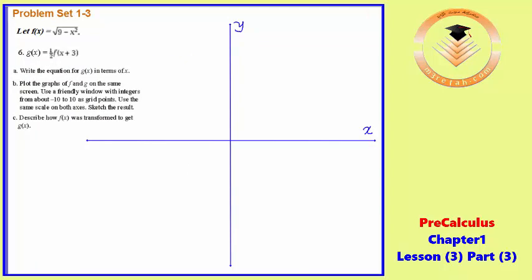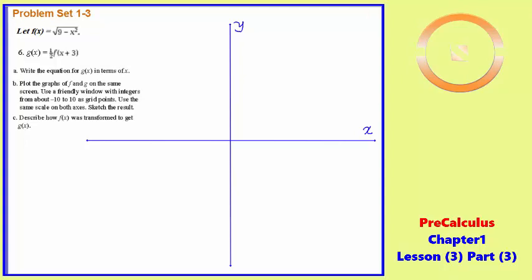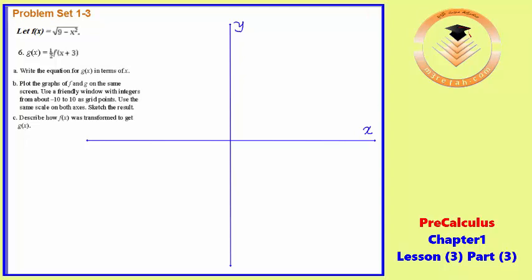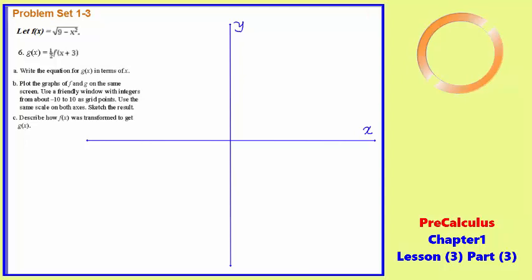Let's move on to number 6. Still the same problem, set 1-3. Our f of x is still the same, the original function, the pre-image function, which is equal to the square root of 9 minus x squared. And our g of x now is equal to 1/2 f of x plus 3. Now write the equation for g of x in terms of x.